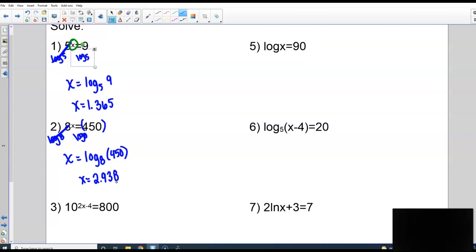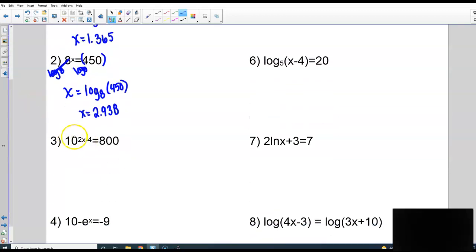All right, 3 becomes a little bit trickier because instead of just having an x, we've got 2x minus 4. But we're still going to do the same thing. That 10 is the furthest away from the x. That's what we need to get rid of first. So we're going to do a log base 10. But remember, a log base 10 is just that common log. We don't have to put log base 10 there if we want. You could write it if you want. It's technically correct. It just is unnecessary.